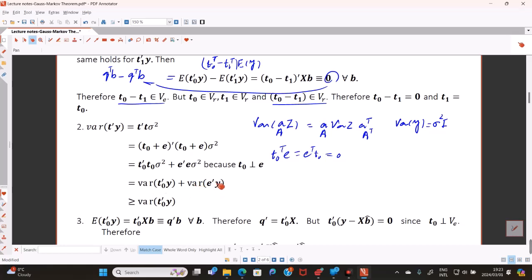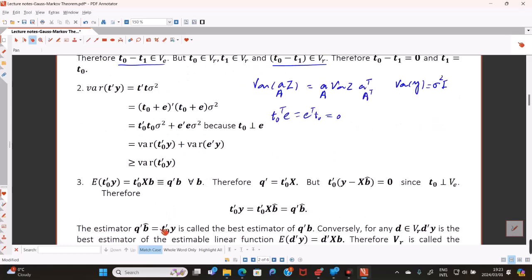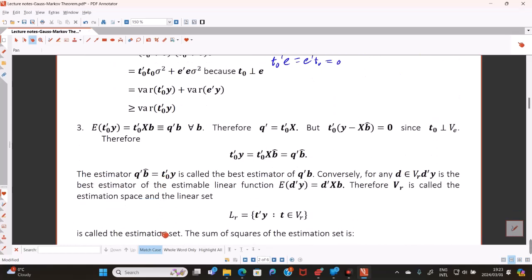And you see the variance is always non-negative, so we can conclude that the sum is at least variance t naught prime y. And so you see that the variance of t naught prime y is less than the variance of t prime y. So it shows that the unique one has the smallest variance. What about the third component?